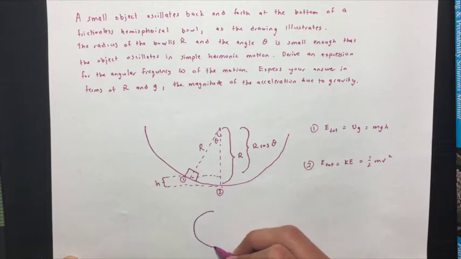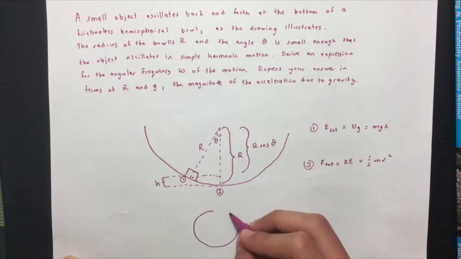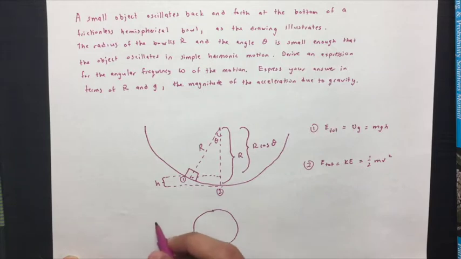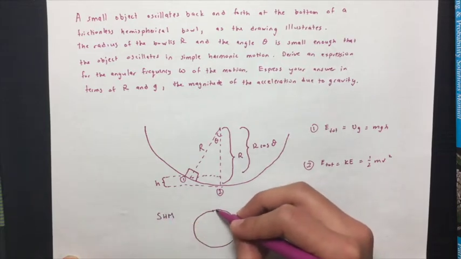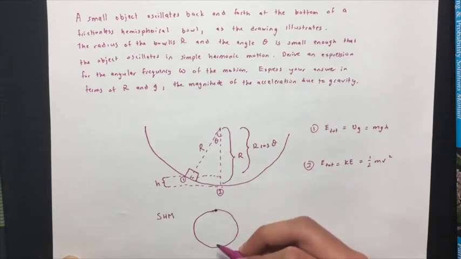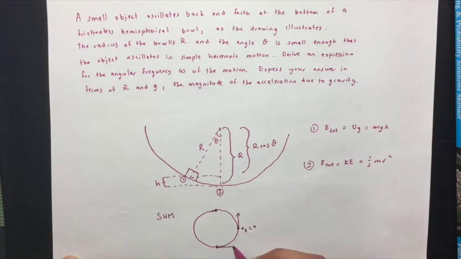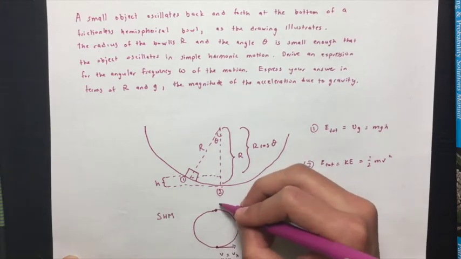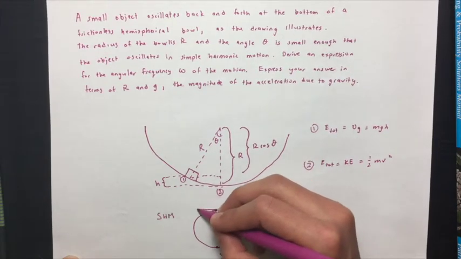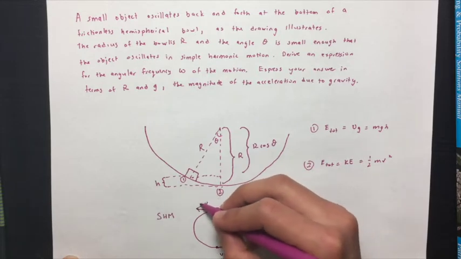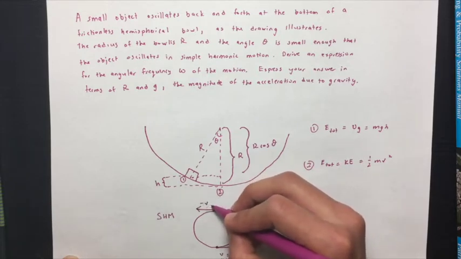The problem states that the object oscillates in simple harmonic motion. This means that the motion of the block is similar to the motion of a block in a circle, if we could only see the x component of the velocity. At the bottom of the circle, you can see that the tangential velocity is equal to the x component of the velocity.